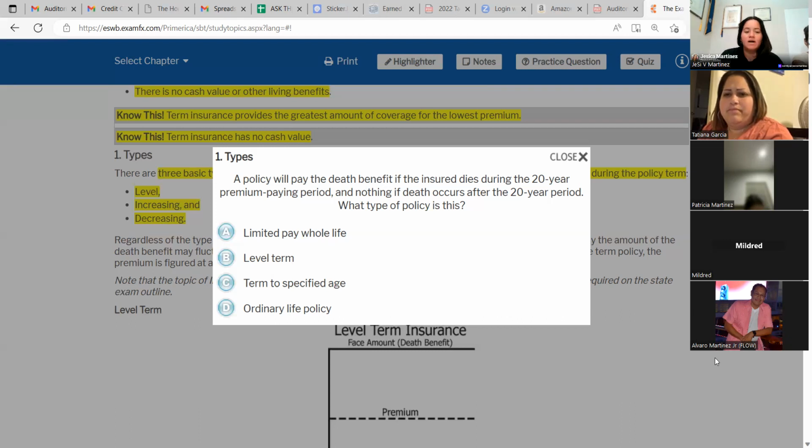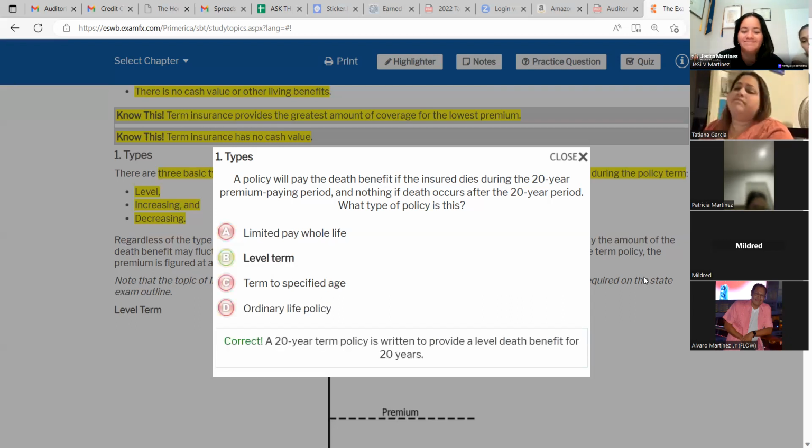So level term. Patty, Mildred, Alvaro, do you guys have any other answer you want to give? I said level term. You said level? Okay. Level term too. Because I'm hearing level, I'm going to go with level. Look at you ladies, huh? The 20-year term policy is written to provide a level death benefit for 20 years.